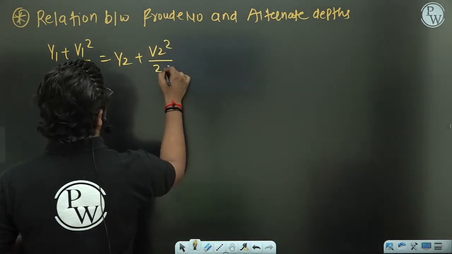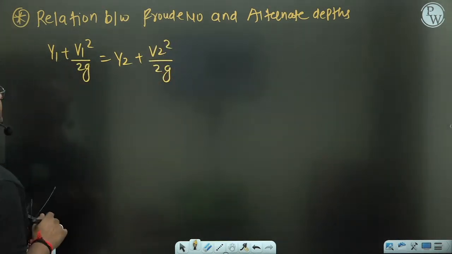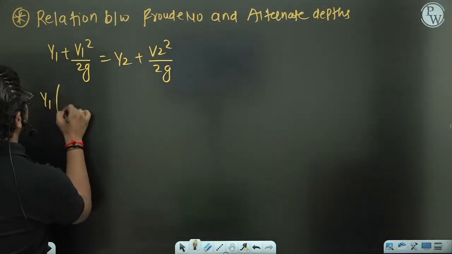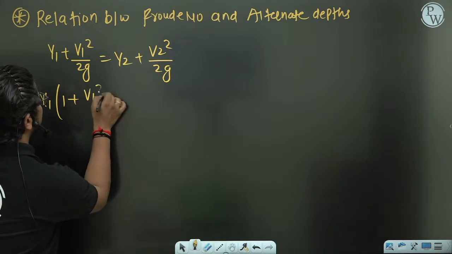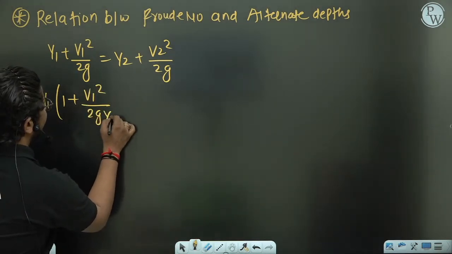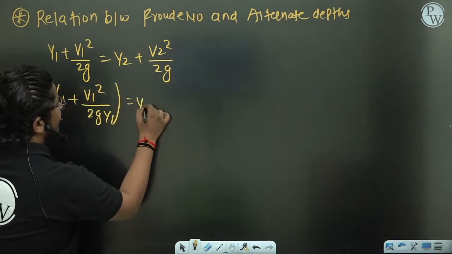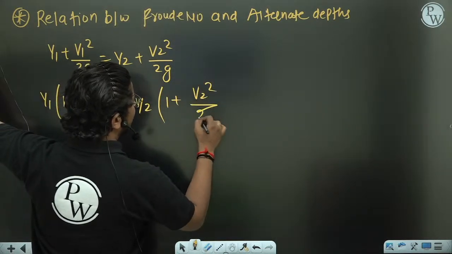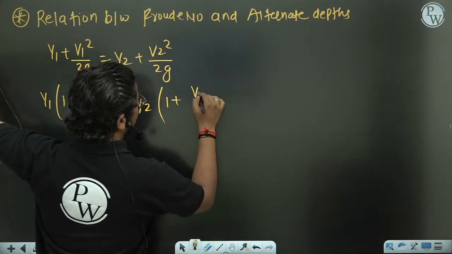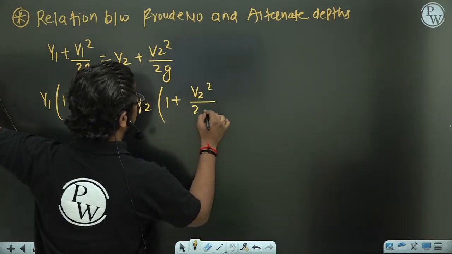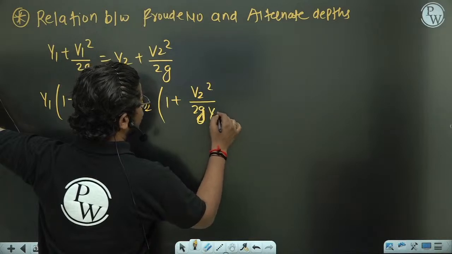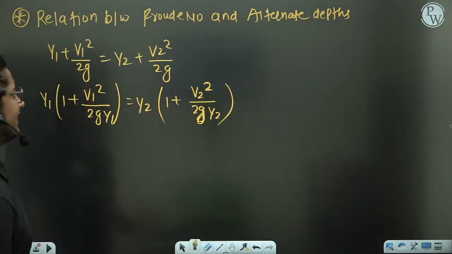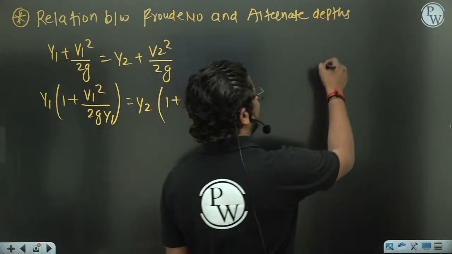This all of you guys are knowing. So if I take y1 as common, it will be 1 plus v1 squared upon 2g, times y1. Here I'm taking y2 as common: 1 plus v2 squared upon 2g, times y2. Now if you focus, my dear, what is the general formula for Froude number?